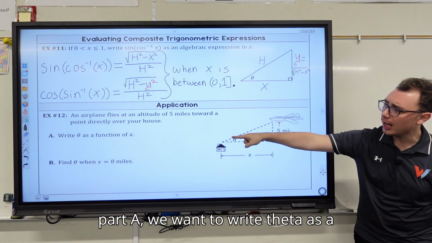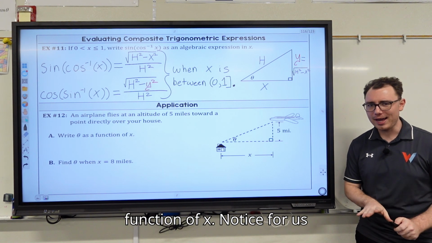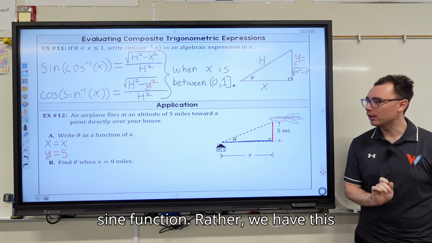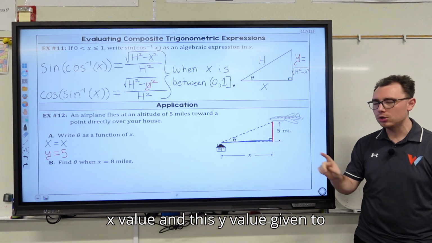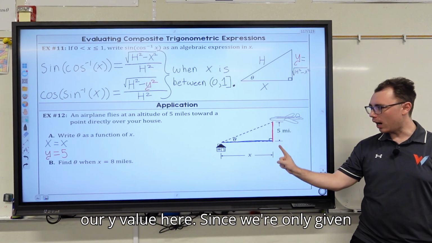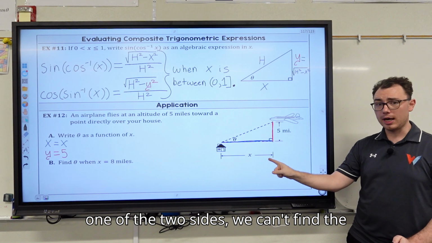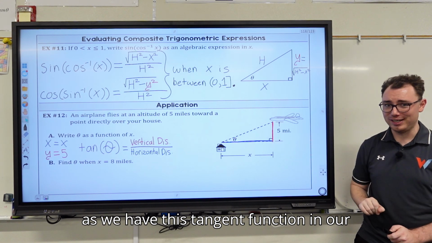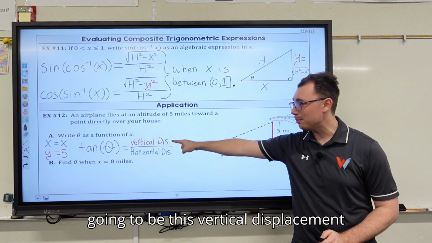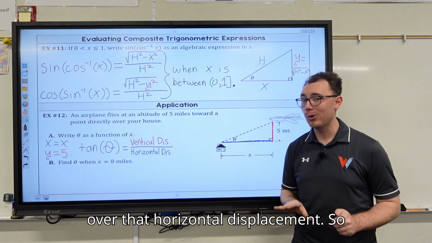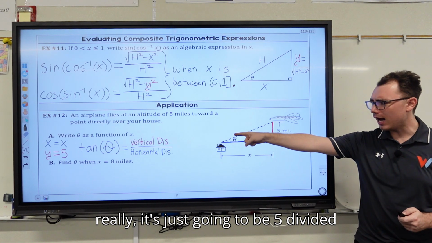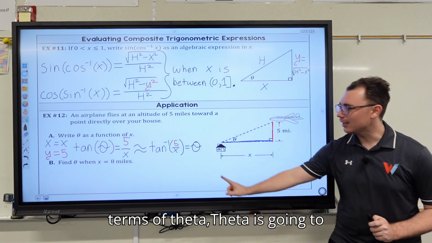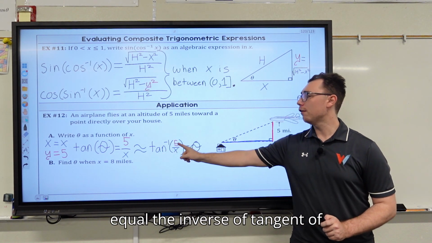In part A, we want to write theta as a function of x. Notice for us here, we're not going to use a cosine or sine function. Rather, we have this x value and this y value given to us. We don't know what x is, but we have our y value here. Since we're only given one of the two sides, we can't find the full triangle. But as long as we have this tangent function in our back pocket, we can find that it's just going to be this vertical displacement over that horizontal displacement. So really, it's just going to be 5 divided by whatever x is. In terms of theta, theta is going to equal the inverse tangent of 5 over x.